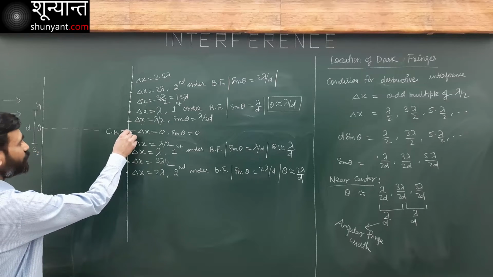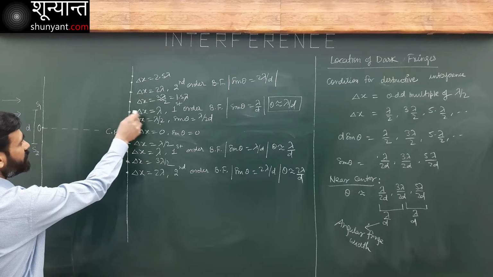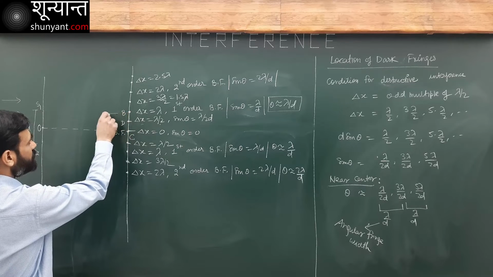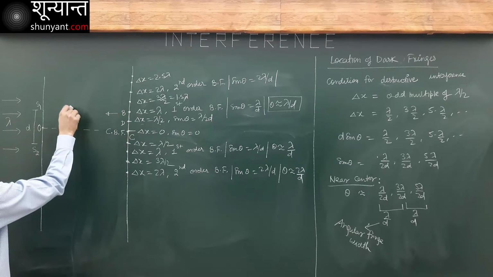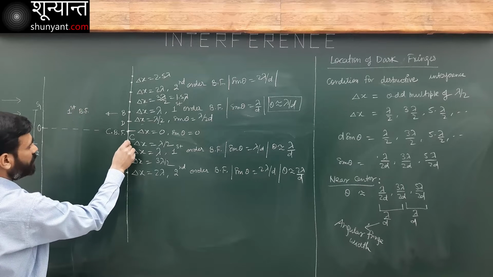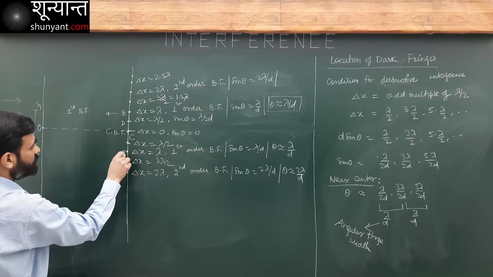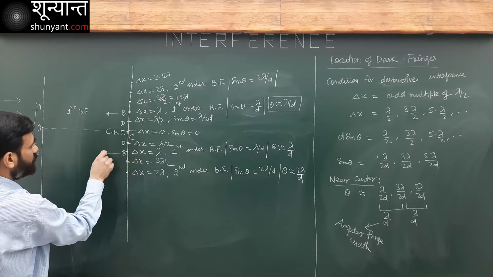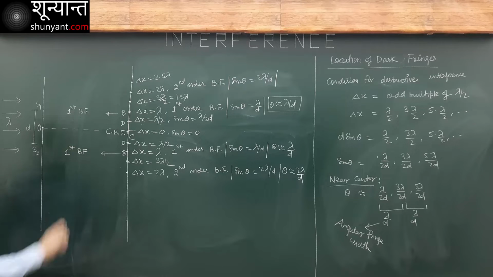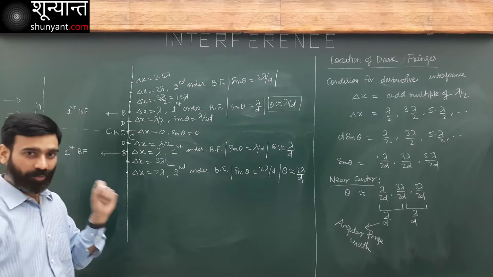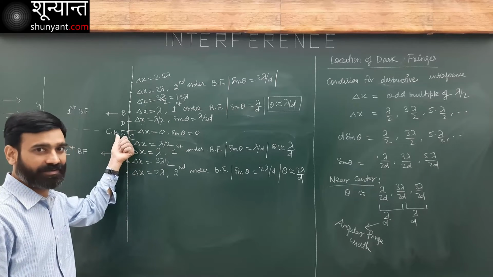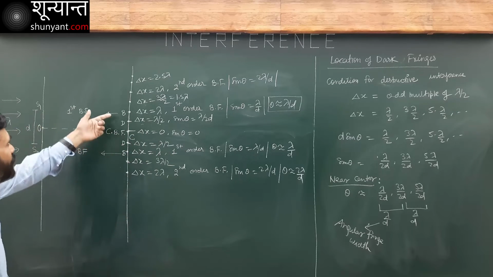Now, this is known as central. This becomes a dark fringe. This is a bright fringe. This is the first bright fringe on either side. Okay. This becomes a bright fringe here, dark fringe here. Okay. This becomes the first bright fringe. Understand this nomenclature. This is not first. This is zero order. This is the central bright fringe. On either side, I am going to get the first bright fringe.